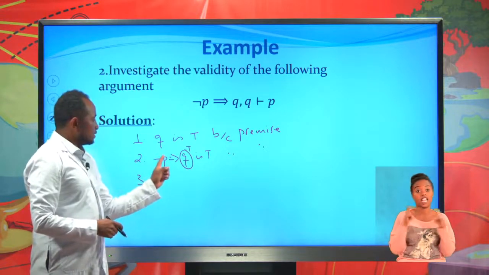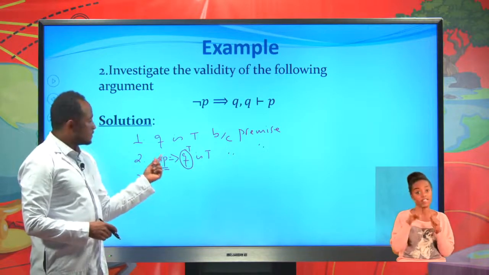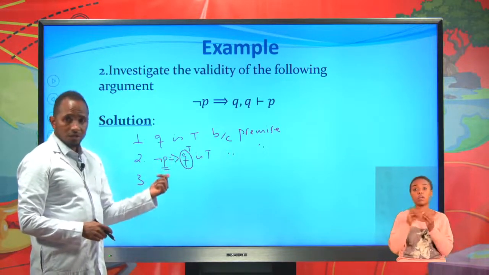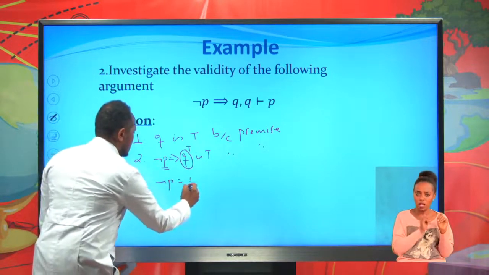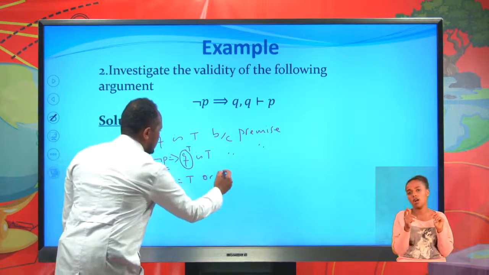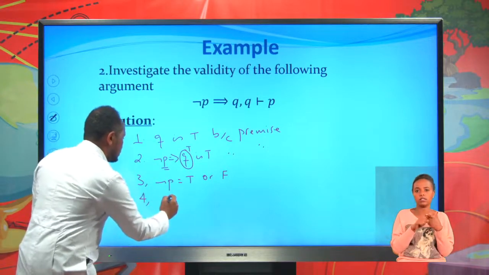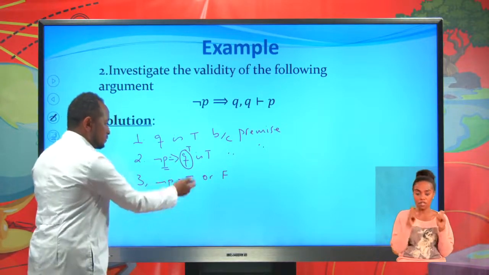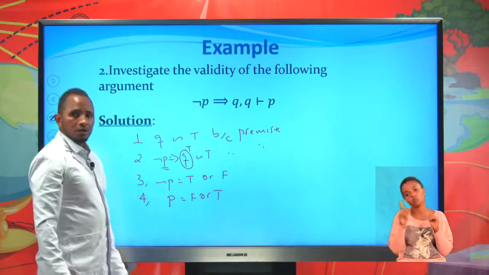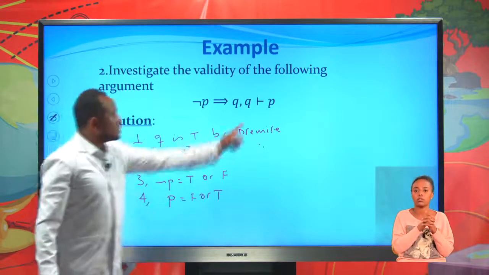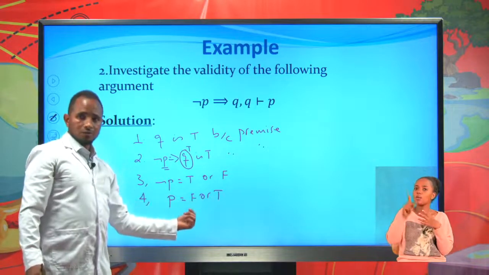If the negation of P is true, true implies true, it gives you true. It can be true. If negation of P is false, false implies true, it gives you true. So here, negation of P is true, or it can also be false. Therefore, negation of P is true means P is false or true. Therefore, our conclusion is P. P is not true only, it can also be false.